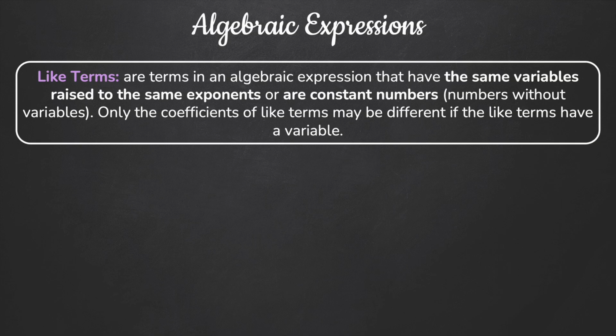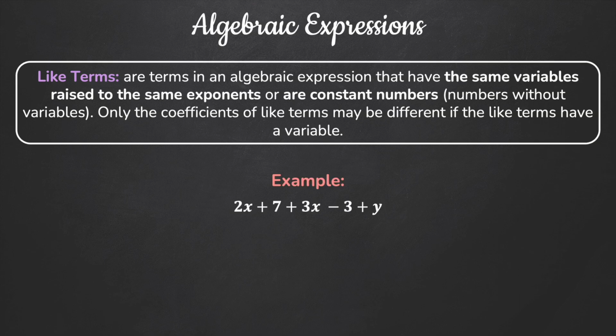Now let's go over what like terms are. Like terms are terms in an algebraic expression that have the same variables raised to the same exponents, or are constant numbers, so numbers without variables. Only the coefficients of like terms may be different if the like terms have a variable.